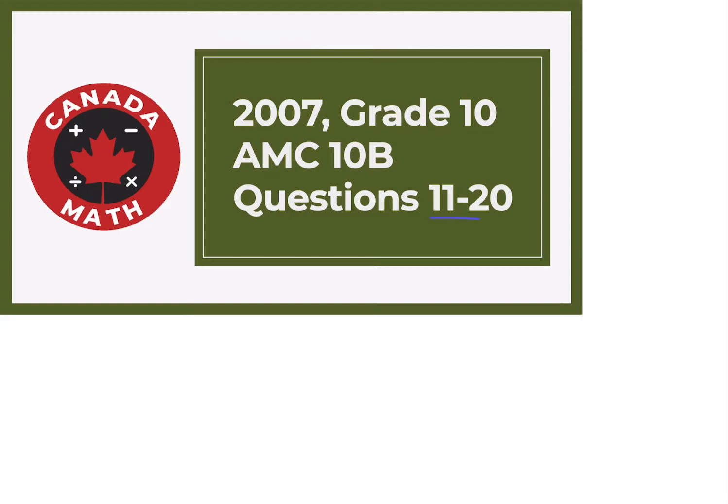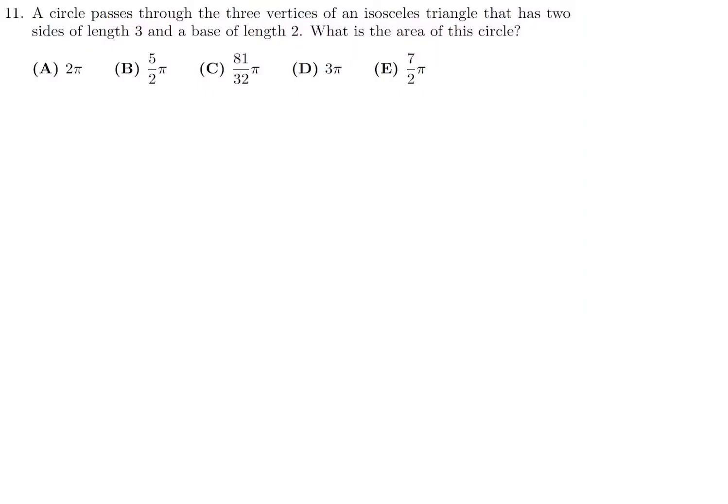Questions 11 through 20 on the 2007 grade 10 AMC 10B. A circle passes through the three vertices of an isosceles triangle that has two sides of length 3 and a base of length 2. What is the area of this circle?